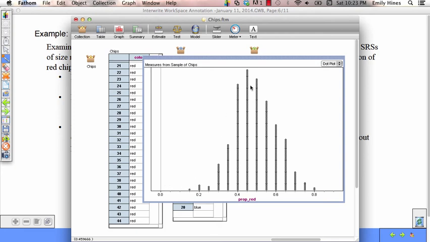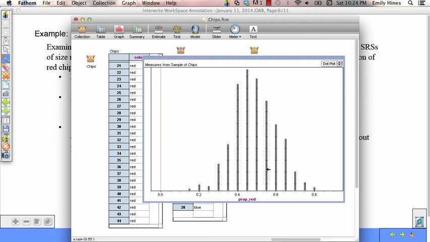So let's look at the distribution. Okay, it looks roughly symmetric. There don't seem to be any outliers. My mean is about 0.5, somewhere between 0.4 and 0.5. My spread, my range, is from 0.15 to 0.8, so 0.65.